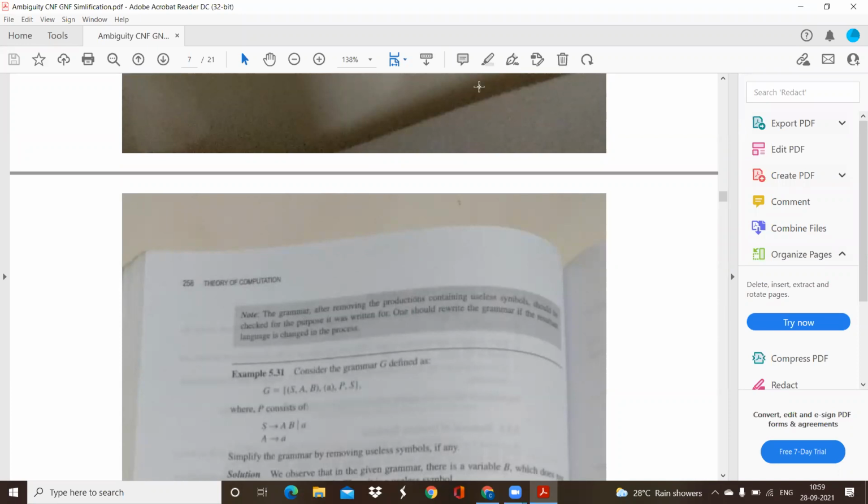Now from this, you have to remove the useless symbols. Take time to solve it. I'll give you 5 minutes. And in chat, please type what is the simplified grammar.